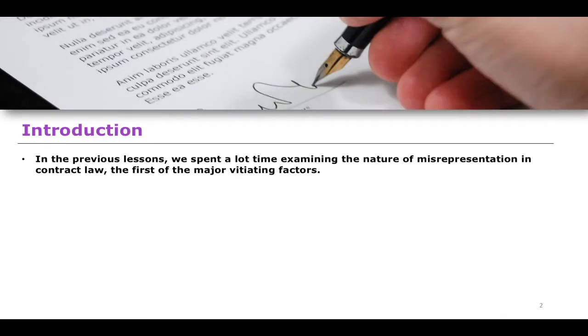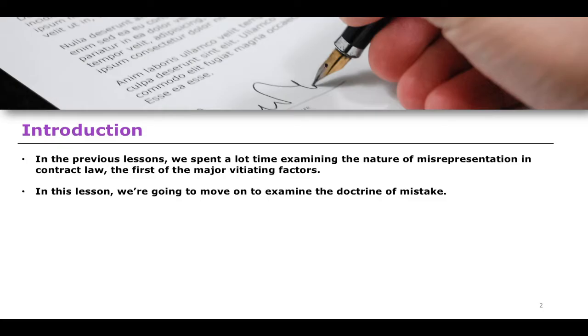Now, in previous lessons, we spent quite a lot of time examining the nature and the extent to which misrepresentation could be representative of a vitiating factor within contract law. We noted that there are various different kinds of misrepresentation, ranging from innocent misrepresentation on the one hand, all the way to fraudulent misrepresentation on the other. This lesson is going to speak about the doctrine of mistake within the law of contracts, another major element of doctrine that we need to explore in more detail.